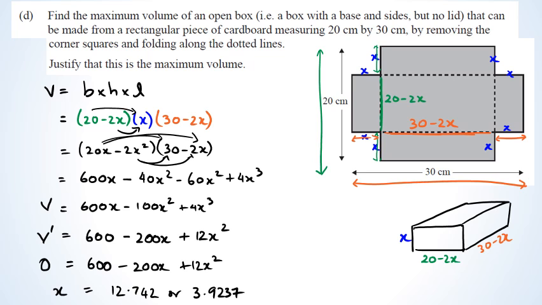What I'm trying to say is, I'm running out of space here, but I'm going to try and do it right here. So if you actually go 20 minus 2x as one of your sides, then you got 20 minus 2 times 12.742, and that's going to end up with a negative, I don't know, 5 point something number. All right, now you can't have a side of negative 5 point something, so that's why x can't be 12.742.